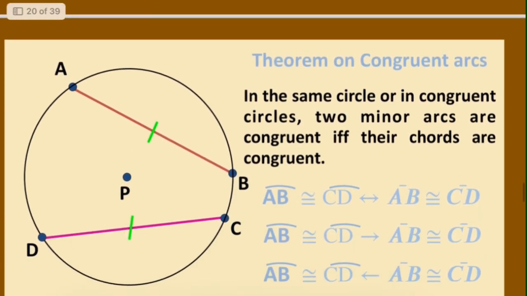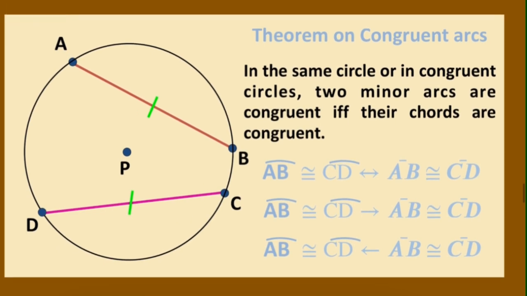To continue, now we have one of our theorems in line with congruent arcs. It says here that in the same circle or in congruent circles, two minor arcs are congruent if their chords are congruent. So for example here, you're seeing AB and CD. I know that some of you may have forgotten this. If you see a symbol like this, it's called a tick mark. We use tick marks to show congruent sides, or in this case, congruent segments.